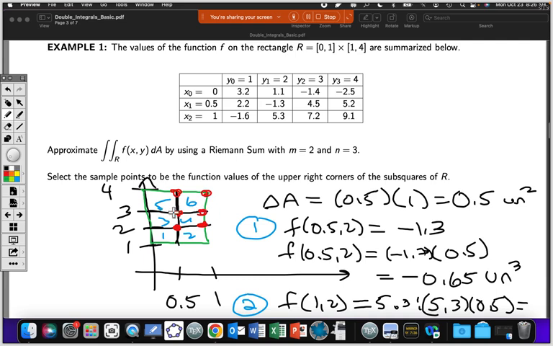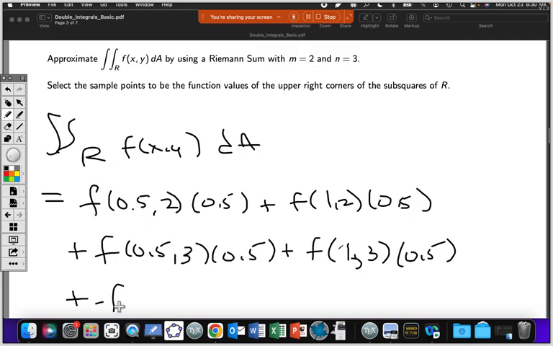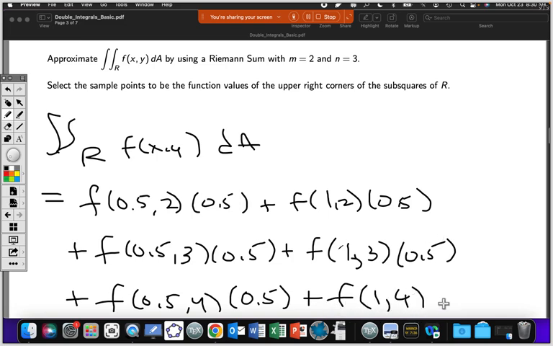And then we're looking at this top row here. The fifth square, the x is 0.5, the y would be 4. We'll plug that in, multiply by the delta A. And then finally the last square, x is 1, y is 4, 0.5. I should put an approximation here. Okay.